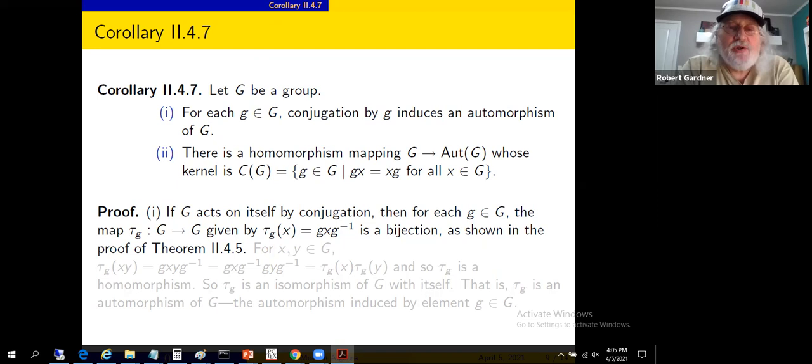The group action determined a bijection. Here, the group action is conjugation. So something a touch more general in theorem 2.4.5. But for us, the group action is conjugation. So we do get a bijection.